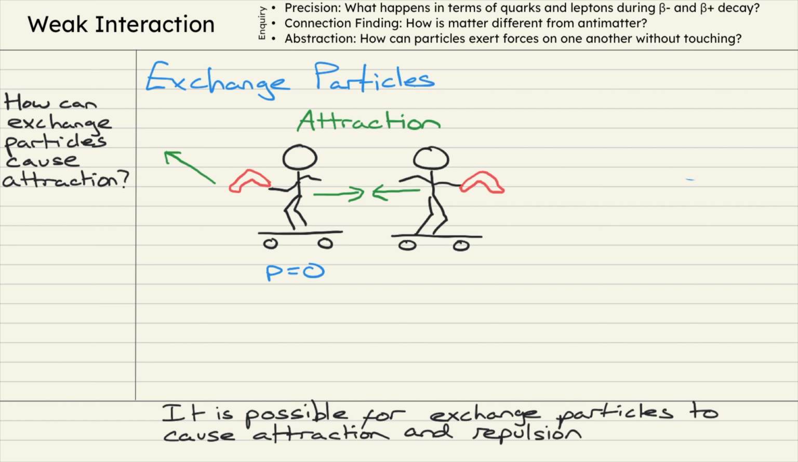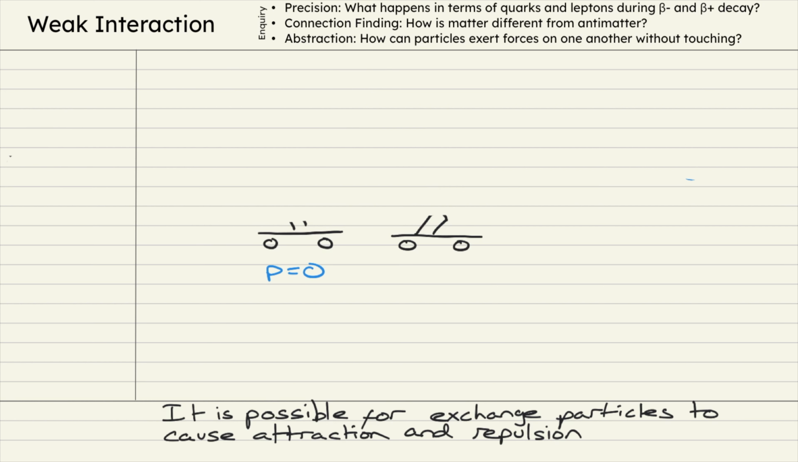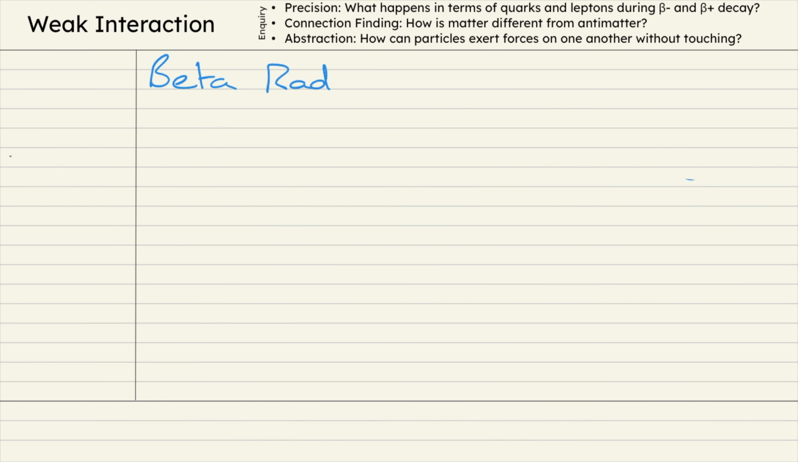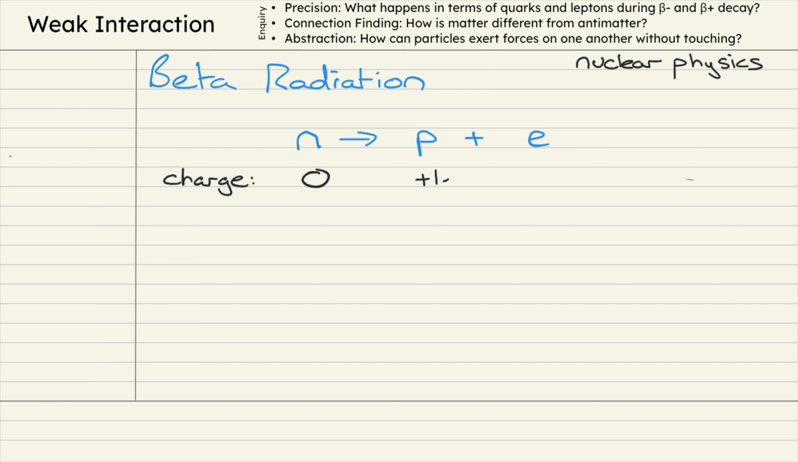Now, let's finally look at beta radiation. In beta minus decay, a neutron changes into a proton and emits an electron. Now remember, this is nuclear physics, so that electron did not exist before it's been created. Let's check that equation. n goes to p plus e. Considering charge, we have 0, plus 1e, minus 1e. So that's balanced.